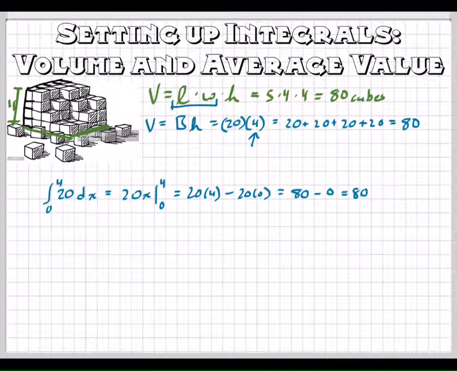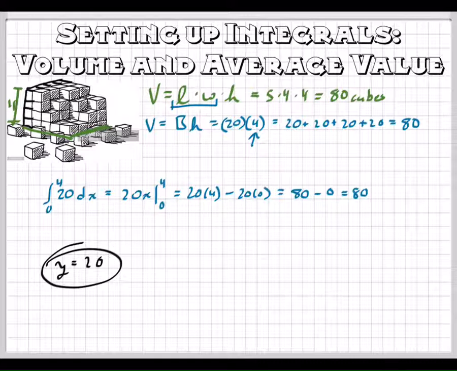Why is that function so simple? There's no variables. That's a constant function. So this function is 20. And what did we do with that 20? We added it to itself 4 times because we knew there was 4 layers. Now this is the function of the area of the base.